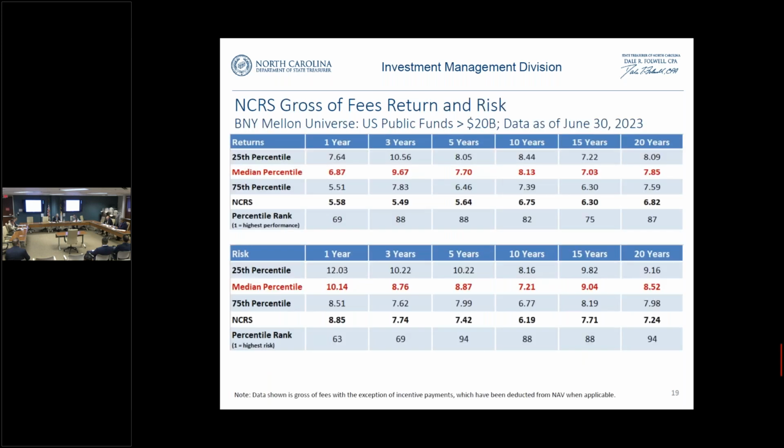Slide 19 shows our performance versus our peer group, which is the public funds greater than 20 billion. And again, lower risk profile, which you see on the bottom, the percentile rank on a risk perspective, we are certainly below median, and typically over the longer term, really the bottom quartile, and even in some perspectives, the bottom decile here. So much lower risk than a lot of our peers, which leads to lower returns over time as well. And you can see in the 1 year, we're a little bit below median, and pretty much in the bottom quartile for the other time periods as well.